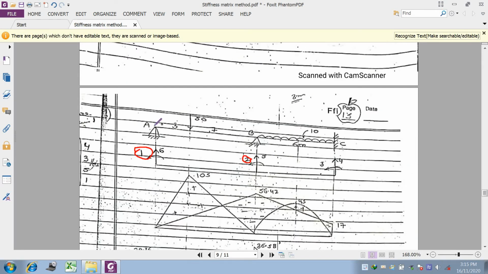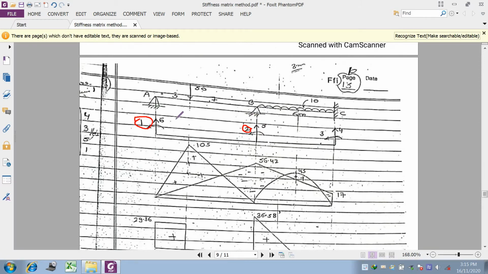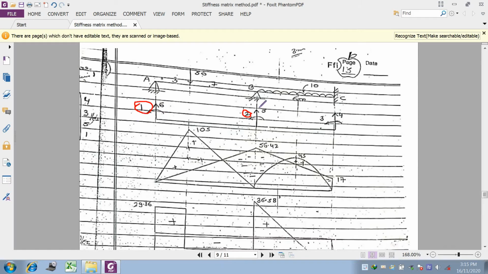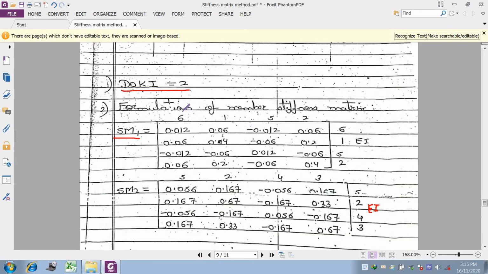Let us consider member AB first. At member AB, at node A, two symbols are there: one is vertical and second is rotation. So always consider the vertical first. So 6 1 here and here 5 2. So it will be 6 1 5 2. One is vertical, second is rotation, then vertical, then rotation. Similarly here also vertical, rotation, vertical and rotation we have to consider.